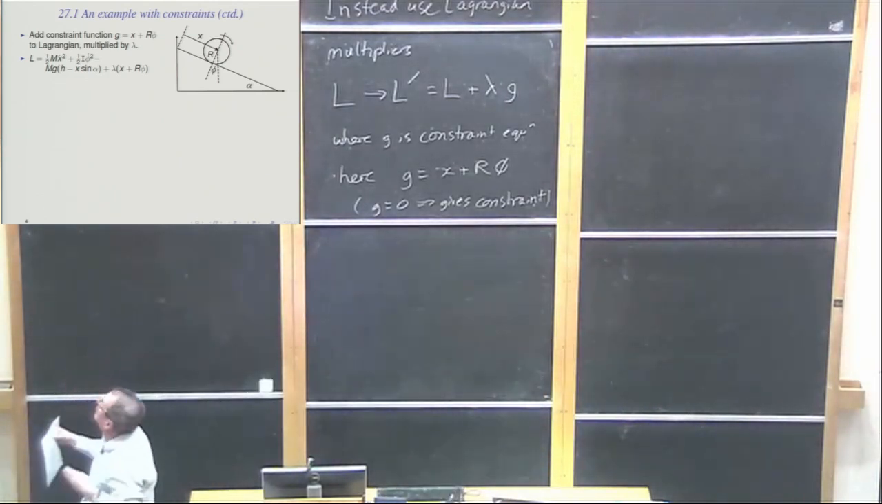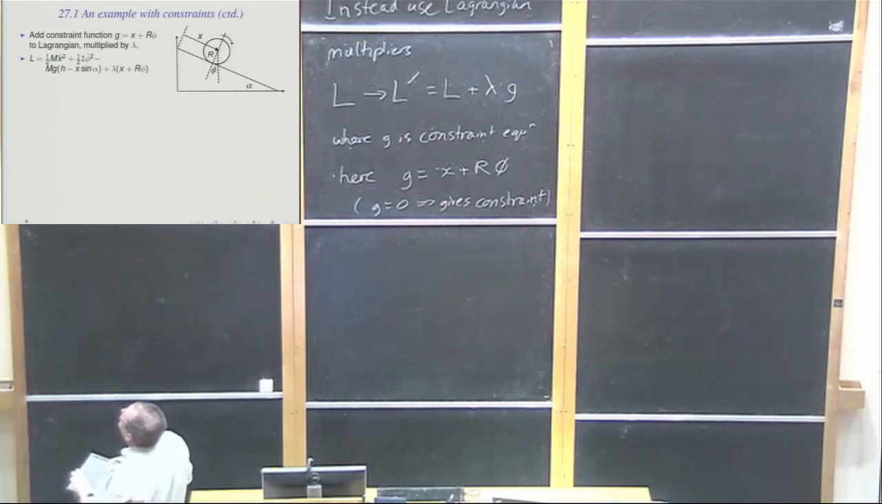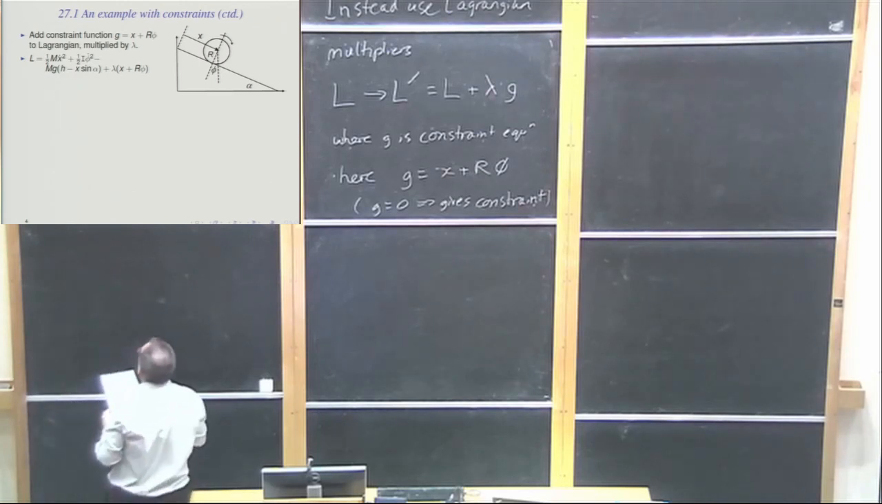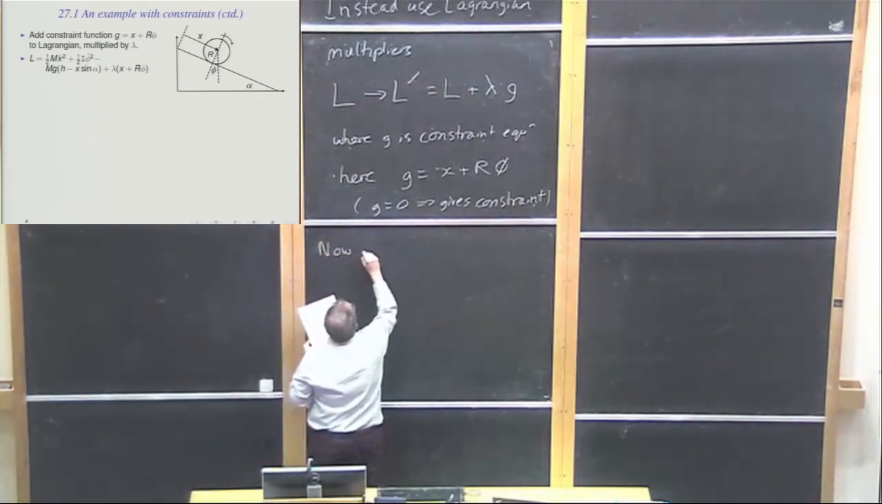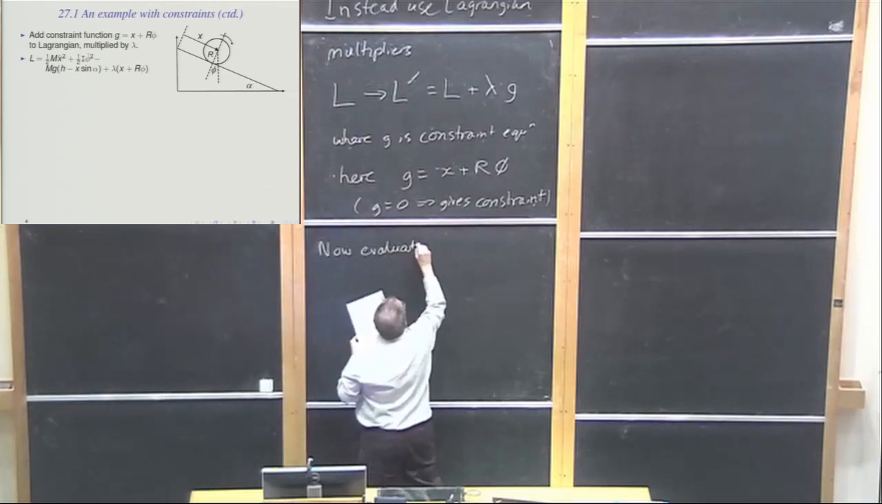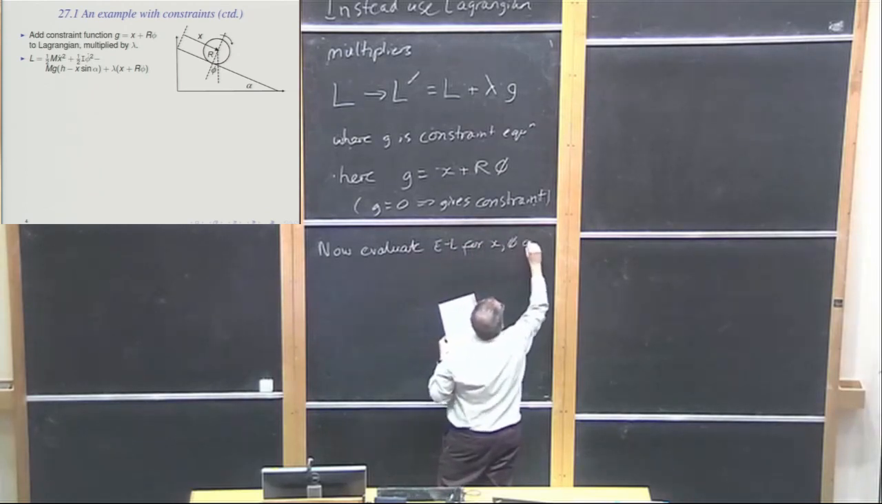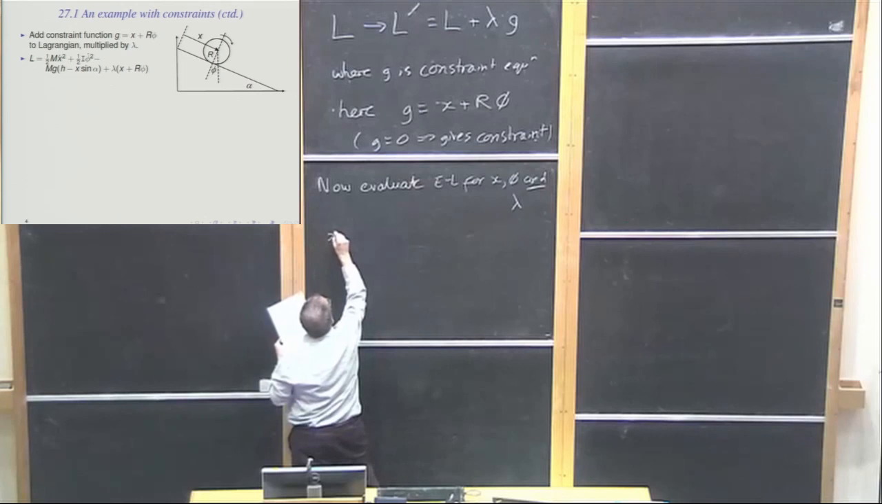So what do we then do? Well, it's just as before. We evaluate the Euler-Lagrange equations for the generalized coordinates, but now there's not just two of them, there's a third one, because lambda should be regarded as a generalized coordinate. So now evaluate Euler-Lagrange for x, phi, and lambda. So let's do that. Firstly, x.